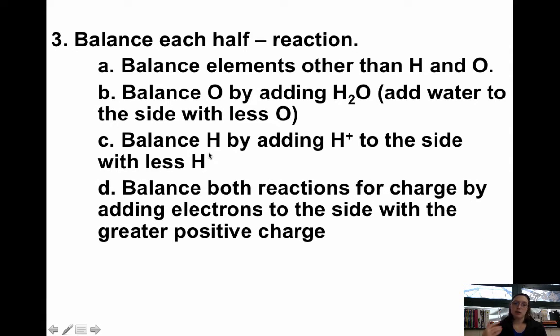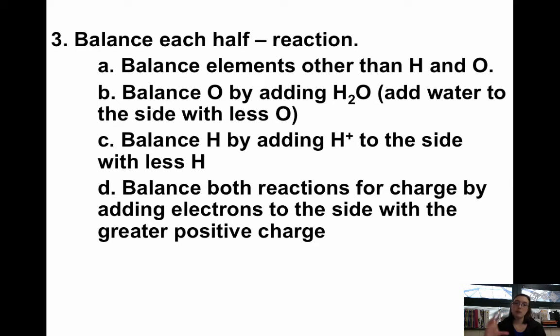Then you're going to balance both reactions for charge by adding electrons. We only add electrons to the side with usually the greater positive charge, because that allows us to bring it back down. We need to make sure that both sides are equal for charge.